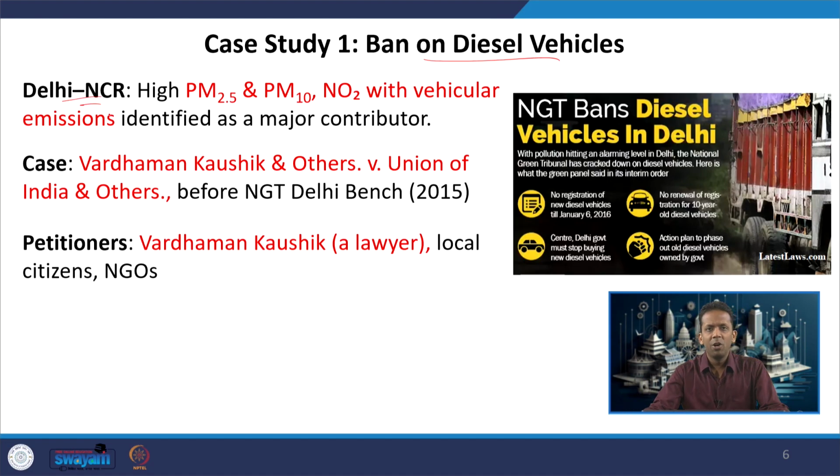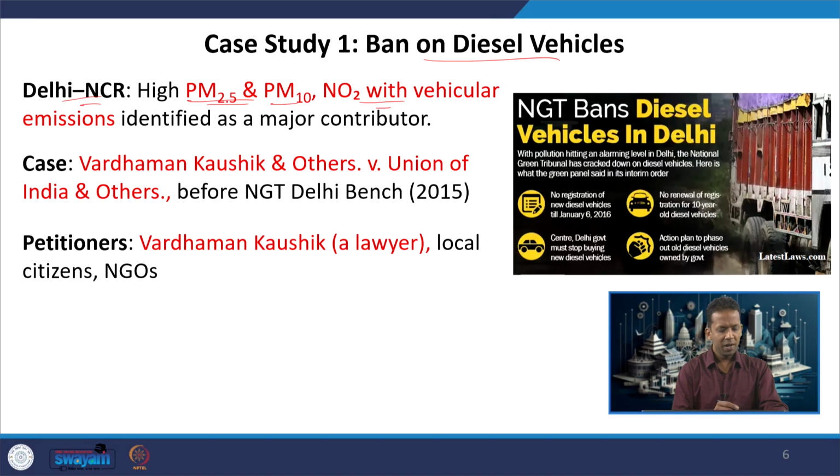All of us are aware of the high pollution levels in Delhi, which peak in the months of October end or November, when there is the crop cutting and harvesting season, and because of this, stubble burning. But there are many more causes in Delhi itself: lots of construction activity, lots of transportation, and industries, which pollute the air. There is high PM 2.5 and PM 10 particulate matter, and NOx or NO2 emissions from vehicles were identified as a major contributor.